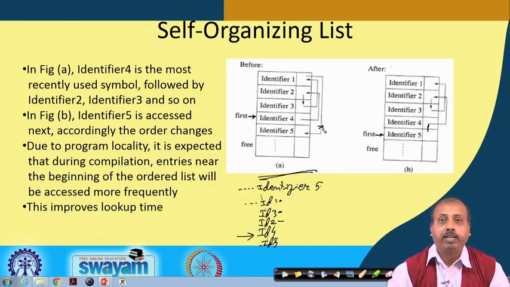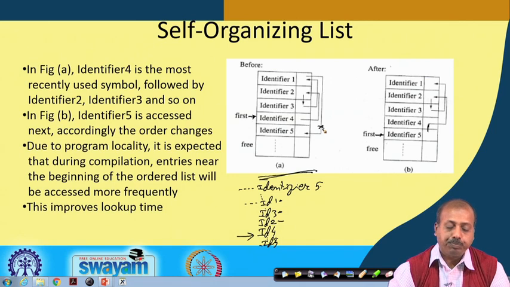So, at any point of time when you are doing compilation, the first pointer points to the most recently referred symbol, and then successive pointers refer to the previously accessed symbols in that order. Program locality gives the expectation that during compilation, entries near the beginning of the ordered list will be accessed more frequently.